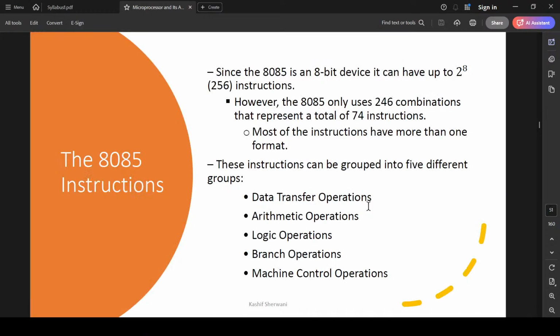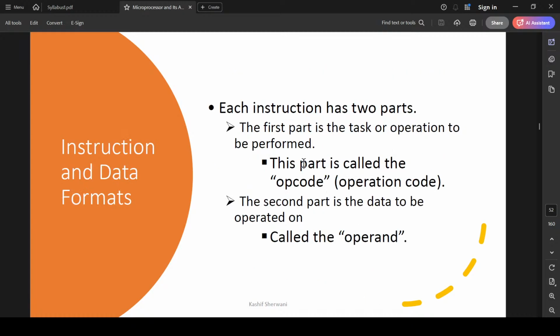These were the different types of instructions, and now one instruction has two parts. The first is opcode, the starting part. The second part is called the data to be operated on, called the operand. So you can say ADD M. ADD is the operation, so it's the opcode, and M is what you have to add, or to which you have to add. So it's the operand.